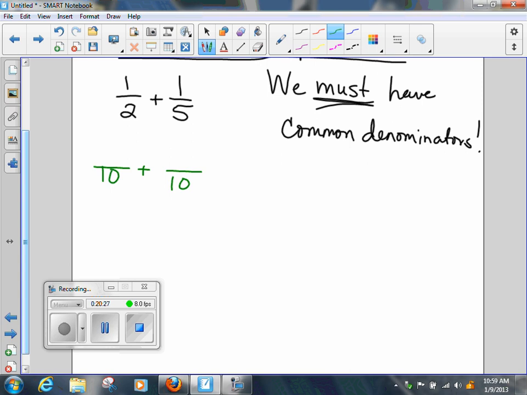Now, I want to ask you something. What did I multiply to 2 to get 10? And what we do to the bottom, we have to do to the top. So what's 1 times 5? 5. Okay, I get that. And then what did I multiply to the 5 to get to the 10? 2. What I do to the bottom, I have to do to the top, right? 1 times 2 is 2, which means our answer is 7/10.